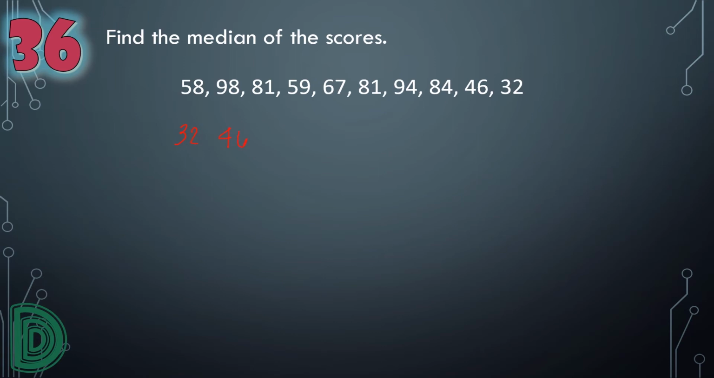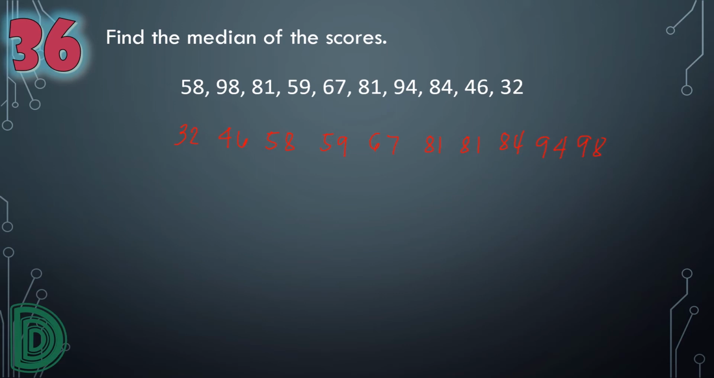Next to 46, we have 58. And then we have 59. After 59, we have 67. And after 67, we have 2 scores. That is 81. And then we have 84. And then we have 94. And the highest score is 98.